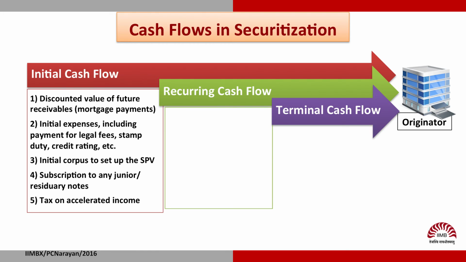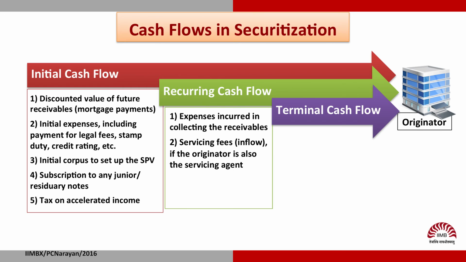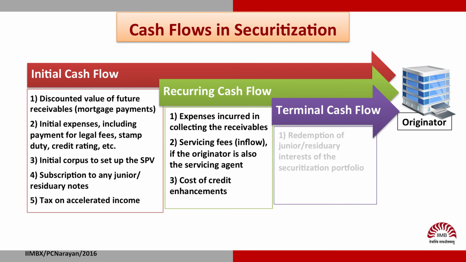Recurring cash flows would include, first, expenses incurred in collecting the receivables. Second, servicing fee, which is an inflow if the originator is also the servicing agent. And third, cost of credit enhancements, which we will discuss in great detail in a later session. And finally, terminal cash flows, which will involve redemption of junior or residuary interests of the securitization portfolio and buyback of the tail cash flows.